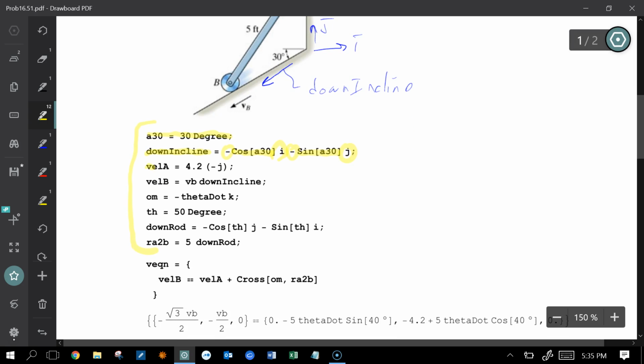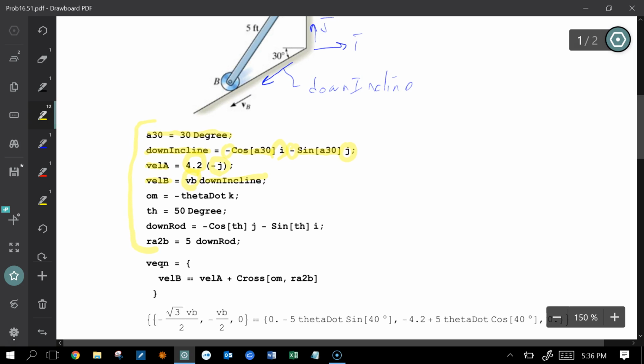Here's my velocity of A. Velocity of A is 4.2, and it's down. Right? Don't write it as 4.2 minus J. This is 4.2 times a negative J. Velocity of B, it's going to be the magnitude, VB, and it's down the incline. So that's the direction. The omega, I copied that off of the other. It's a minus theta dot K. Theta is 50 degrees. That was given in the problem.